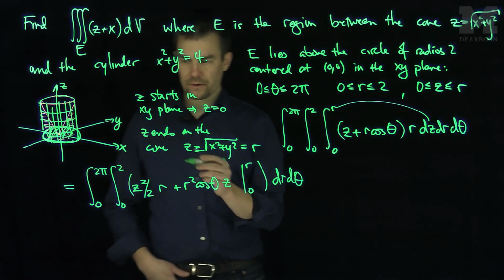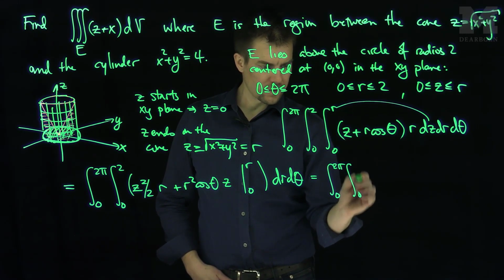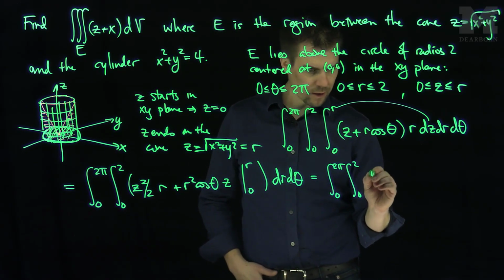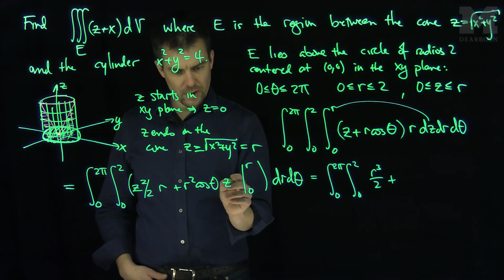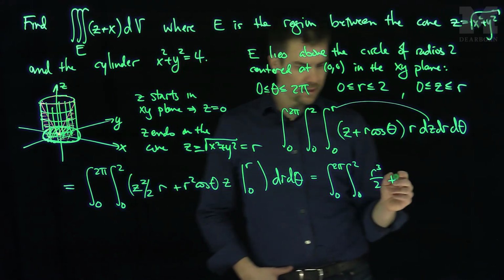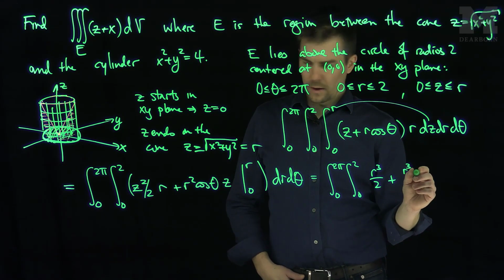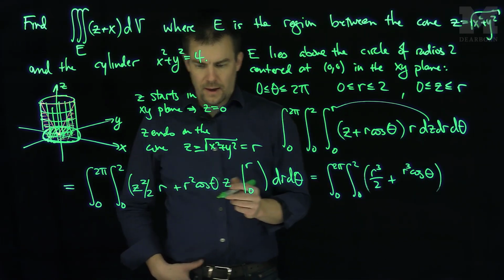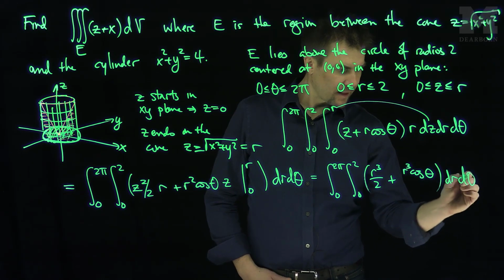And so let's plug in r over here. So what we'll have is the integral from 0 to 2 pi, the integral from 0 to 2. This will be an r cubed over 2. Plus this term over here will be a what? Will be an r cubed cosine theta. So I'll have an r cubed cosine theta over here for the next term. And then we'll have a dr and a d theta.